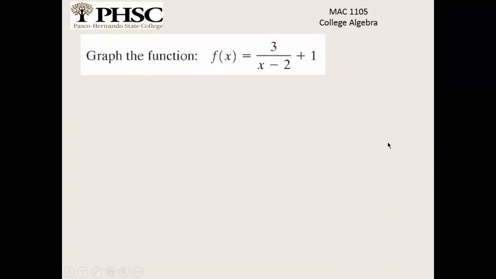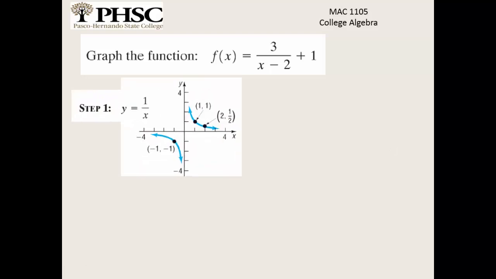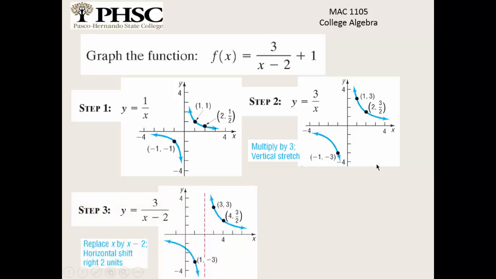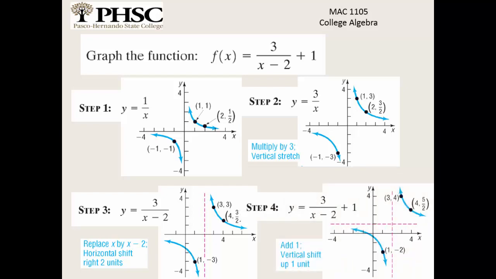And so let's do this with this one function. f of x equals 3 over x minus 2, plus 1. So the base function is just f of x equals 1 over x. The first thing, we multiply by 3, so it's a vertical stretch. So here's the graph of y equals 3 over x. Then we replace x with x minus 2, so that means there's going to be a horizontal shift to the right of 2 units. And then the last one is to add 1, so it's a vertical shift up 1 unit.